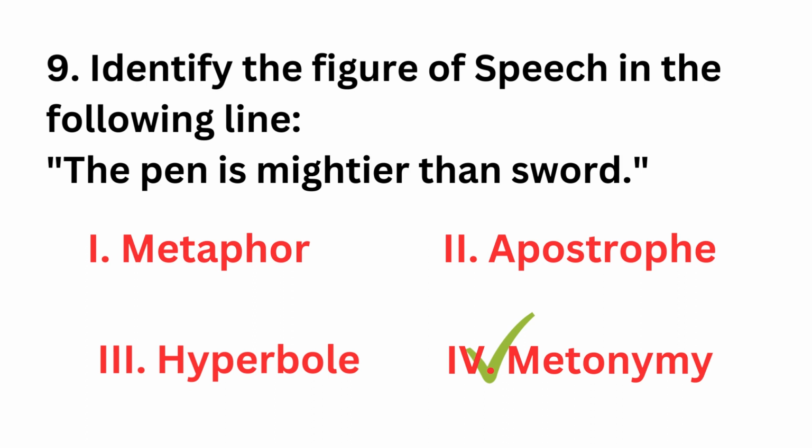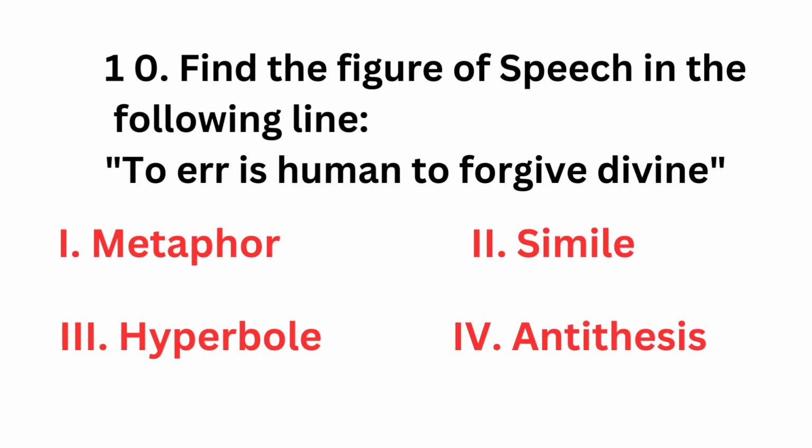So here the used figure of speech is metonymy. Next is find the figure of speech in the following line: to err is human, to forgive divine. So, here in this statement, we can see two opposite ideas are put together in a sentence, right? Whenever we find two opposite ideas or phrases in a single sentence, the figure of speech used is antithesis, right? To err is human and to forgive divine. We can see two opposite things are set together in a sentence. The used figure of speech is antithesis.